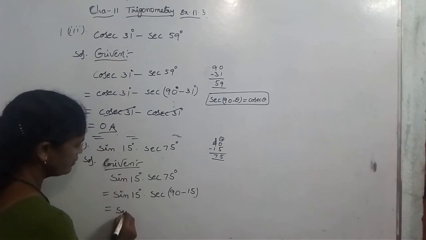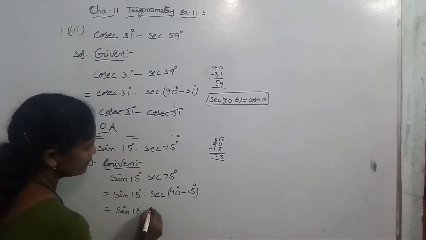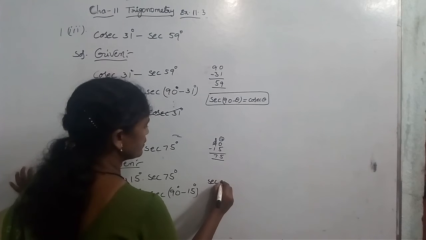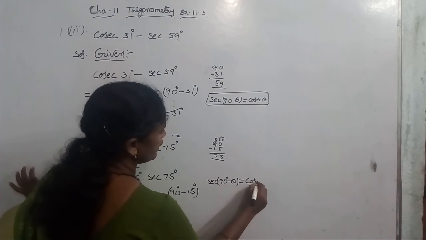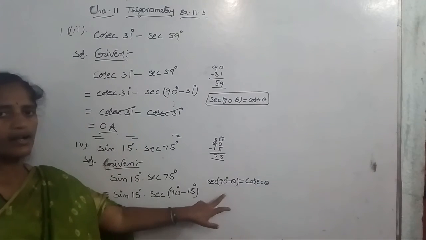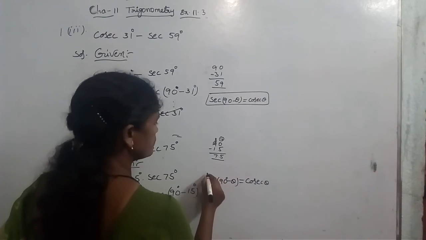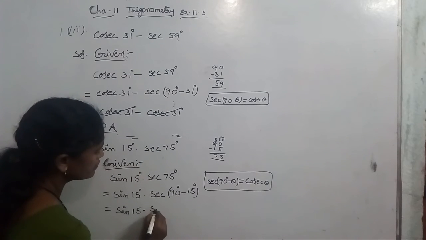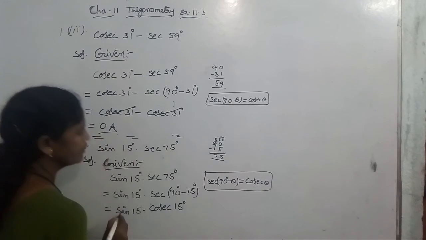Now sin 15 as it is, you write. Secant 90 minus theta: what is the complementary angle? Same formula: secant 90 degree minus theta is equal to cosecant theta. This is the complementary angle formula. Secant 90 minus 15 means cosecant 15 degree. Up to here okay.